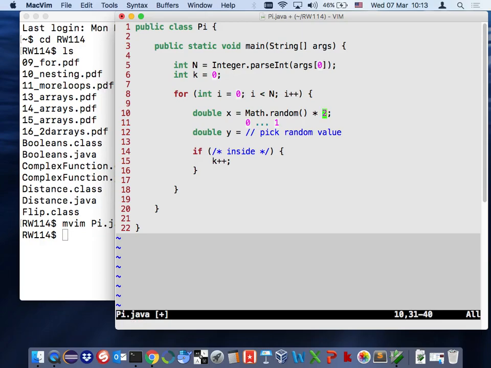So now we still have a random value somewhere from 0 to 2. The smallest value that math.random times 2 can be is still 0, but the maximum value is now +2. And then, yes? Does it return 1? Let's say it does.